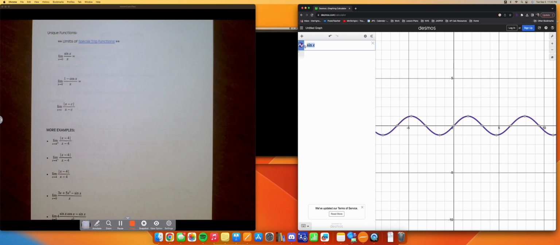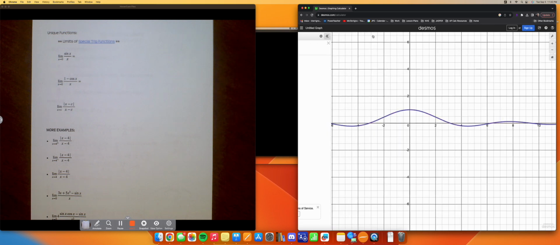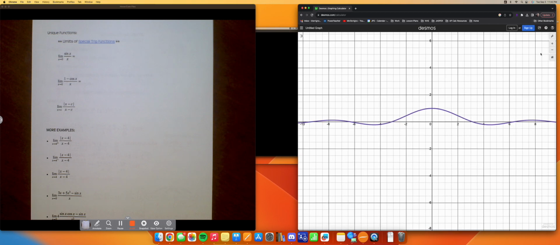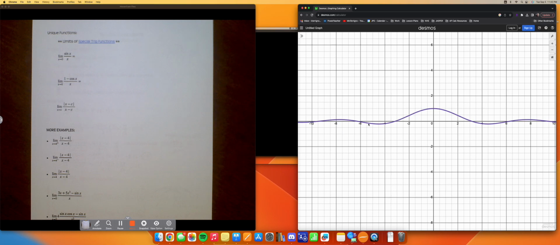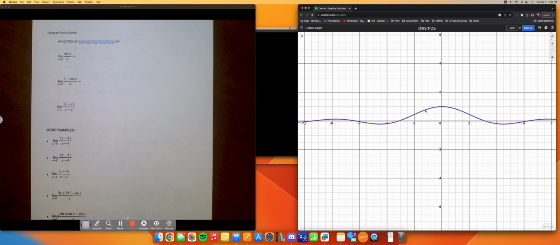divided by x. Okay, we get this graph that looks something like this. We could adjust it to be focused on trig values, but what we really care about is what's happening at 0. And if we look right at 0, I believe we're going to see that it's undefined. There it is. Yep. Okay, so right at 0, we're undefined.